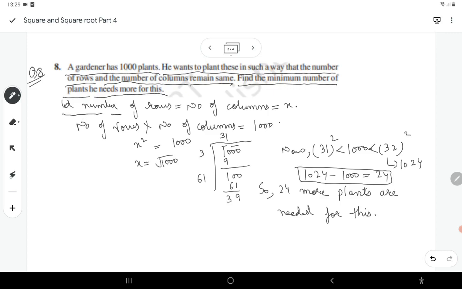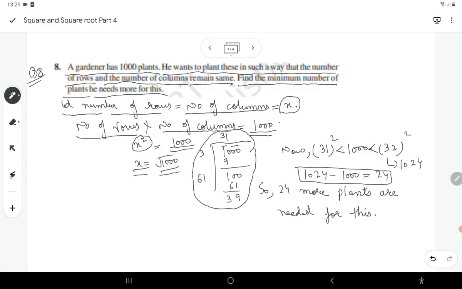So let the number of rows, which is equal to the number of columns, be equal to X. So number of rows into number of columns would be equal to 1000, which we have let as X. X square equal to 1000, and X comes out to be equal to square root of 1000. On finding the square root of 1000, we get the quotient as 31 and remainder as 39.